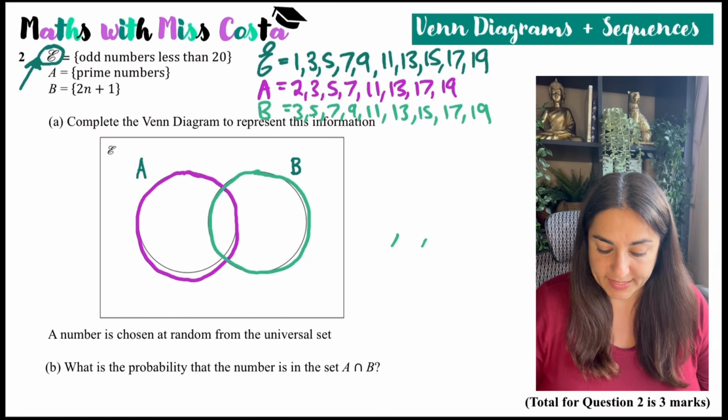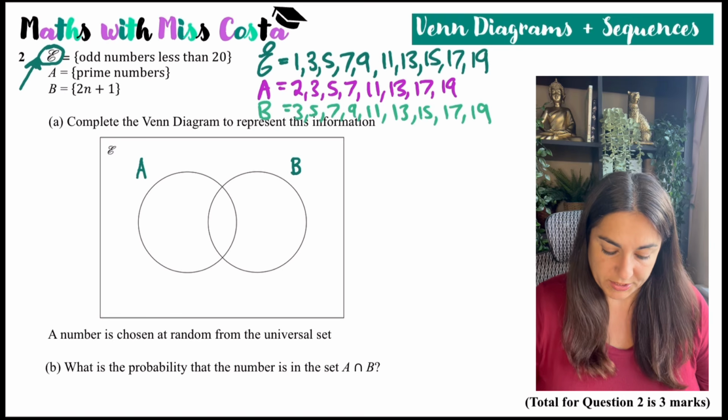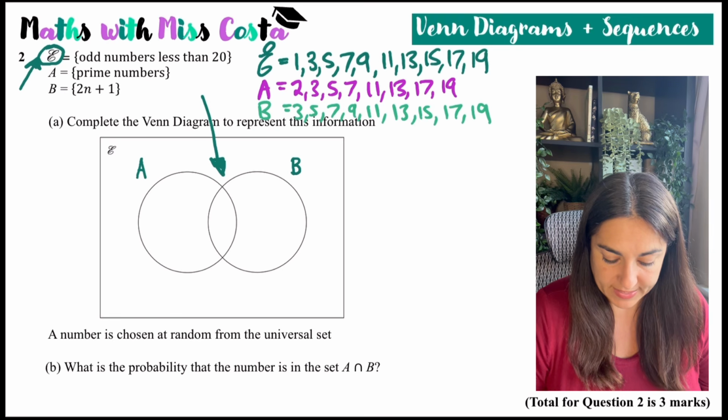Okay, so we've listed what the possibilities for each set are. And now what we want to do is find out what is going to be in the intersection.